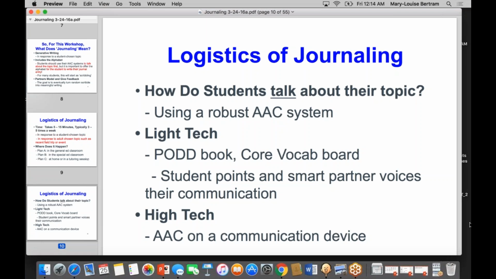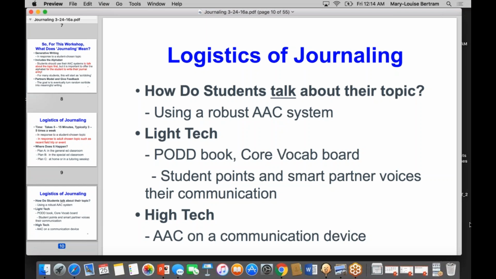So even if you're in a classroom where no children are using their AAC expressively very much yet, as staff, you are going to have robust AAC systems to model, all the modelling that we've been talking about in the series. So you might be modelling light tech on the pod books or core vocab boards where it's reliant on a smart partner to voice the student's communication, or you might be using a high-tech system, AAC, on a communication device. So that's talking about the topic. We're talking with the AAC.